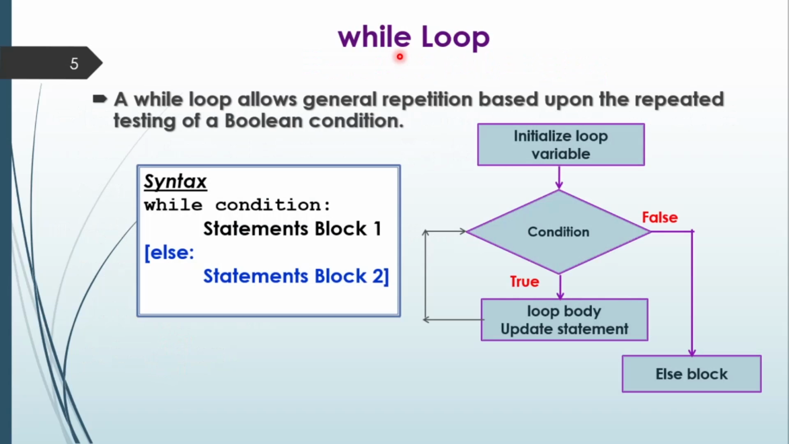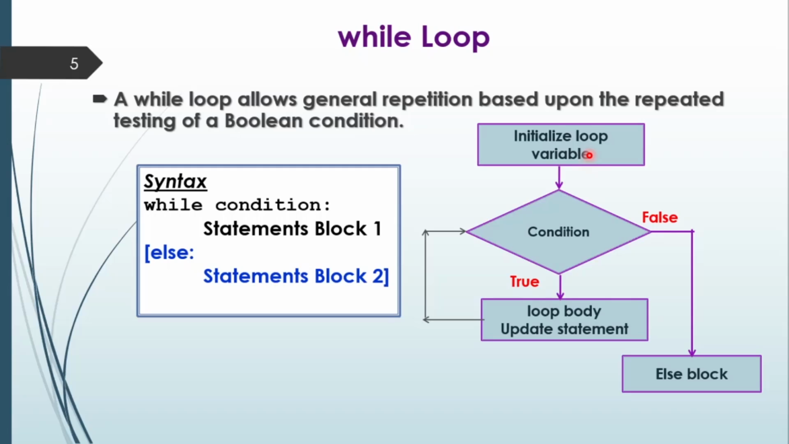First one is while loop. The while loop allows general repetition based upon the repeated testing of a Boolean condition. A Boolean condition will be evaluated and this condition can be either true or false. The syntax is while condition. After that, colon is there. Statement block 1. And there is an optional else part, and when the condition becomes false, the else part will be executed. The flowchart is given here.